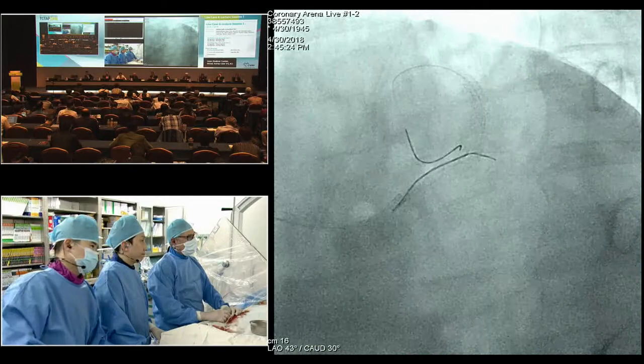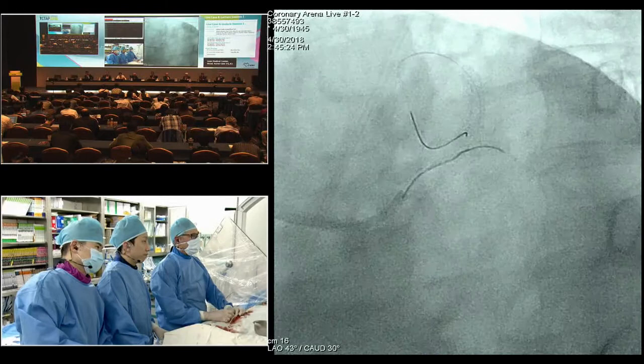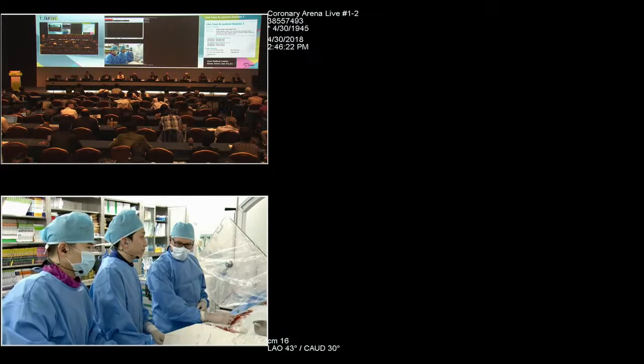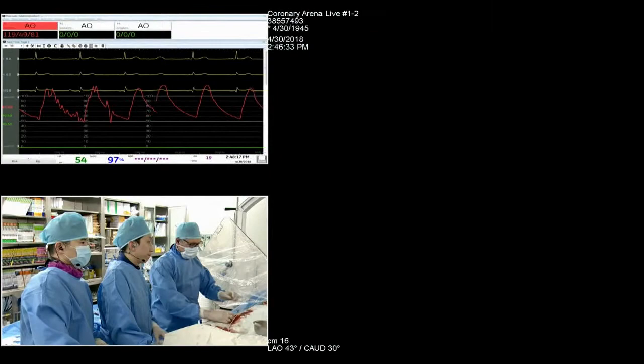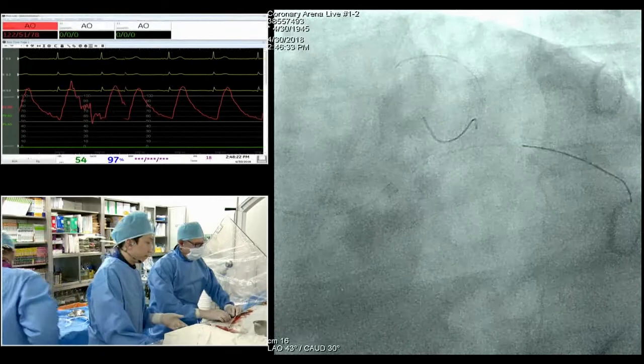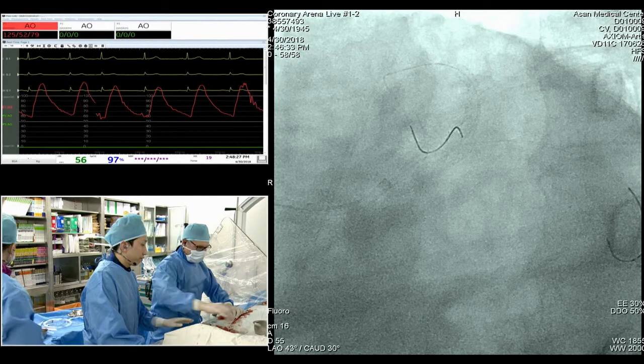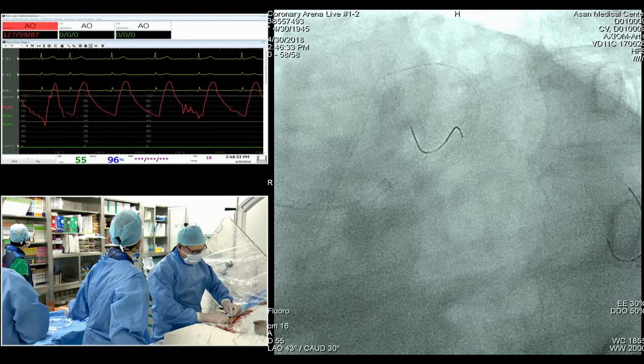I think we are in small branch. Oh, no. OK, so maybe we can do an injection here to check that we are in a mid strut. I think it's very acceptable. Okay, so we'll use a 3.5 non-compliant balloon. And at the end, we will do an OCT just to be sure that everything is okay.